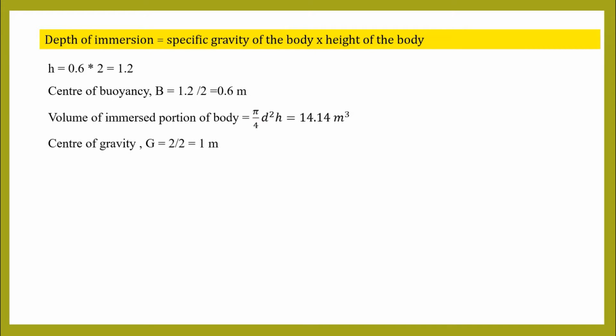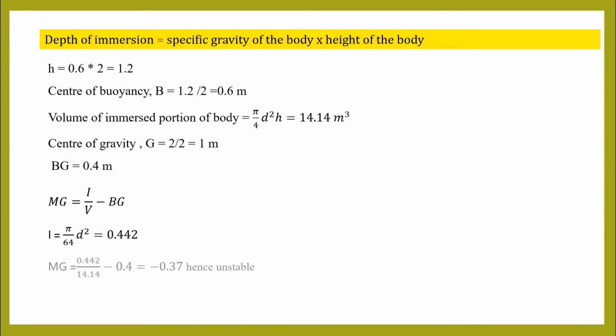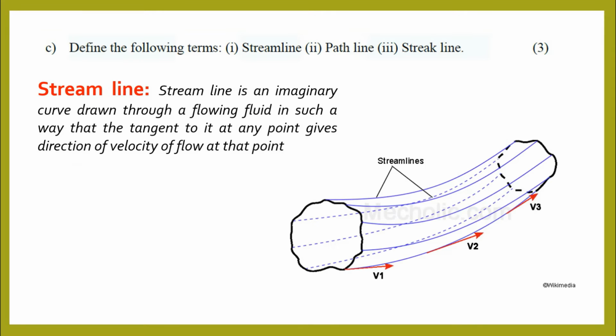So the center of gravity is acting at the middle of the total height. So total height is 2 meters. So at the middle means 1 meter from the base. So the distance between center of gravity and center of buoyancy, that is Bg, is the difference of 0.6 and 1, which is 0.4 meters. Now we substitute into the equation MG is equal to I by V minus Bg, where I is pi by 64 d to the power 4. When you substitute the values, you will get minus 0.37. Since the value is negative, it indicates the metacenter is below the center of gravity, which is unstable.